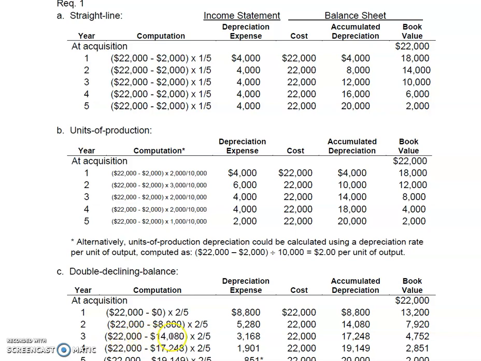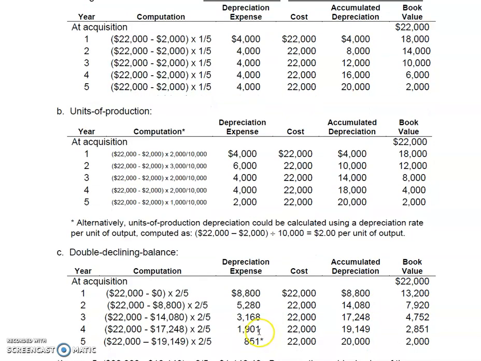So we're going to take cost minus accumulated depreciation, which gives us net book value, times 2/5 or 40%: $3,168 that year. Then year four, we're going to take cost minus accumulated depreciation times 40%, which gives us $1,901. Now we have $19,149 in accumulated depreciation. Our cost was $22,000.